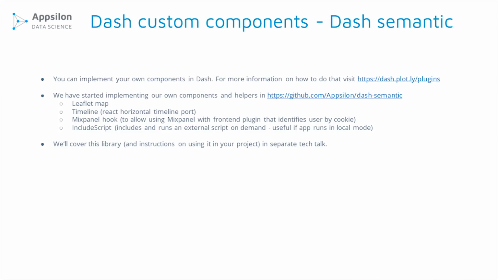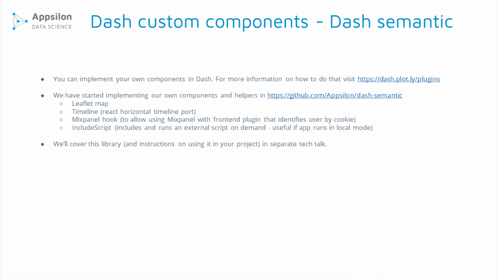And during the project that we were working on, we had to create our own Dash components library. We call this Dash semantic because we decided to use semantic UI with our dashboard. And we started adding components that we decided we needed in the app. So there is a link for you if you are interested in how to actually create your own components. It may be useful for you if you decide to implement more features to our current code base of Dash semantic.